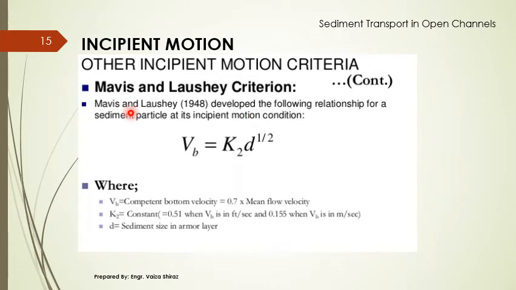Next is Mavis and Losch's criteria. They developed the following relationship for a sediment particle at its incipient motion condition. So this is the equation. This Vb is the competent bottom velocity, and it is 0.7 times the mean flow velocity. K2 is a constant. It is 0.51 when the velocity is in feet per second, and it is 0.155 when it is in meter per second. D is the sediment size.